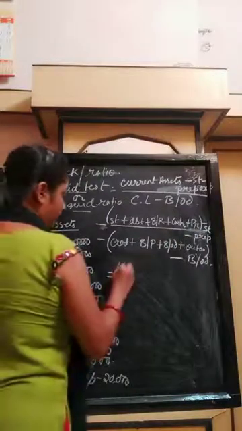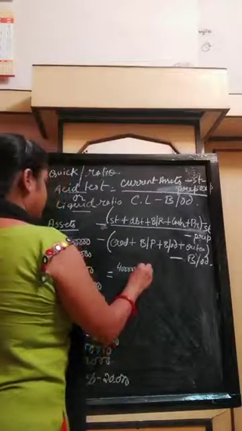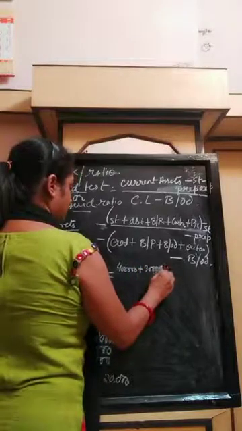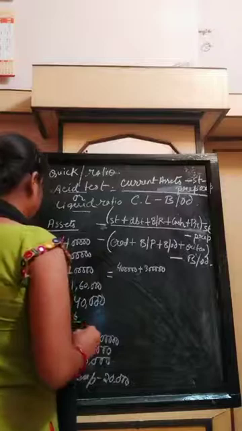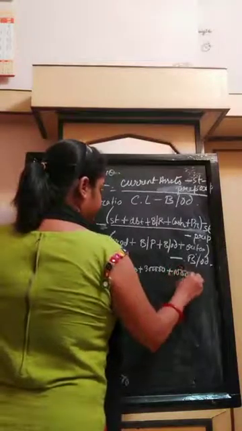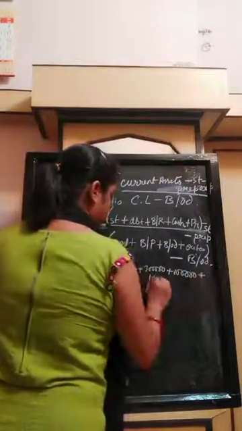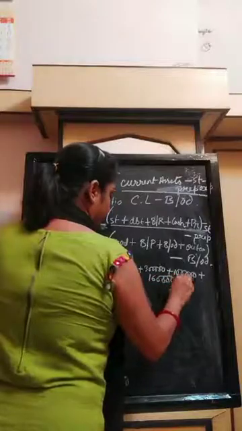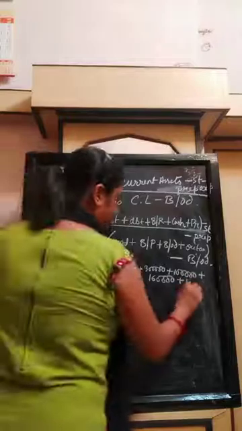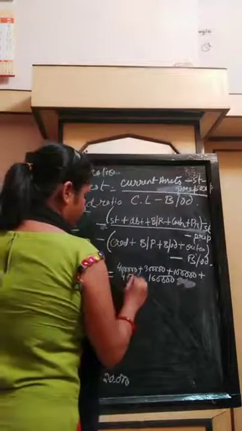Stock was given 4 lakh. Debtors was given 3 lakh. Bills receivable was given 1 lakh. Cash 1,60,000. I don't have space, that's why I am writing over here. And prepaid expenses were 40,000.